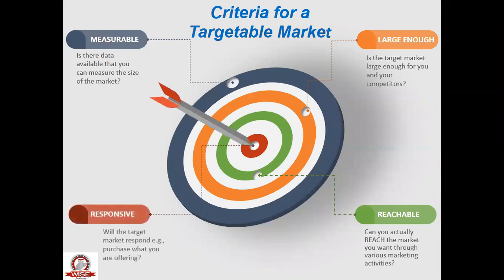And then the last one is, are they responsive? So now that you have it measurable, they're large enough, it's reachable, but now you have to question is, will they actually respond? Meaning, will they purchase what you are trying to offer them?